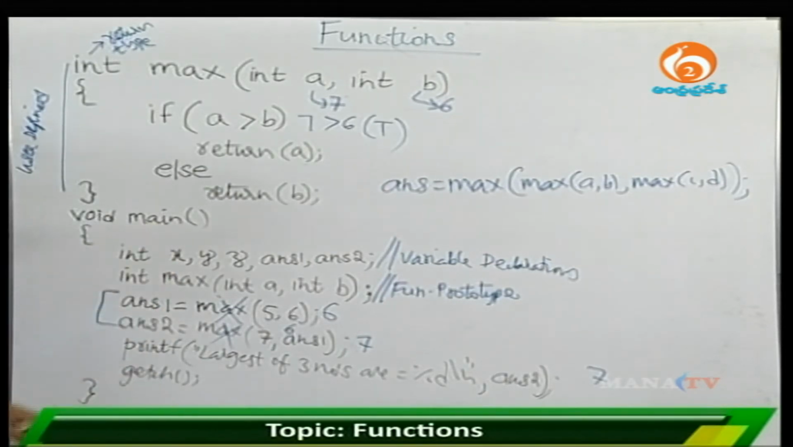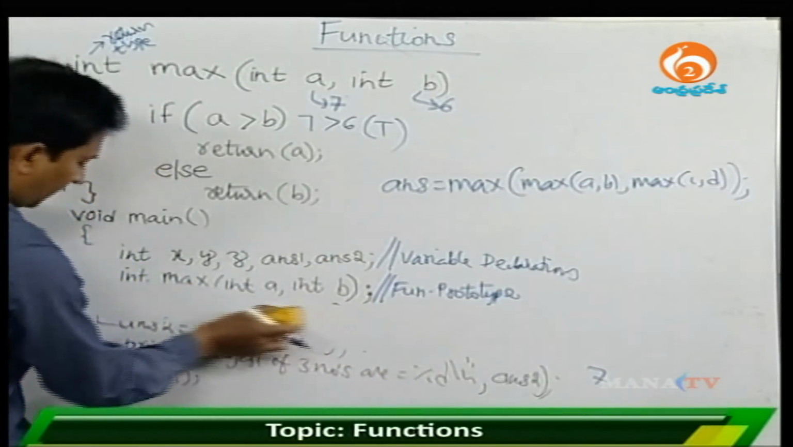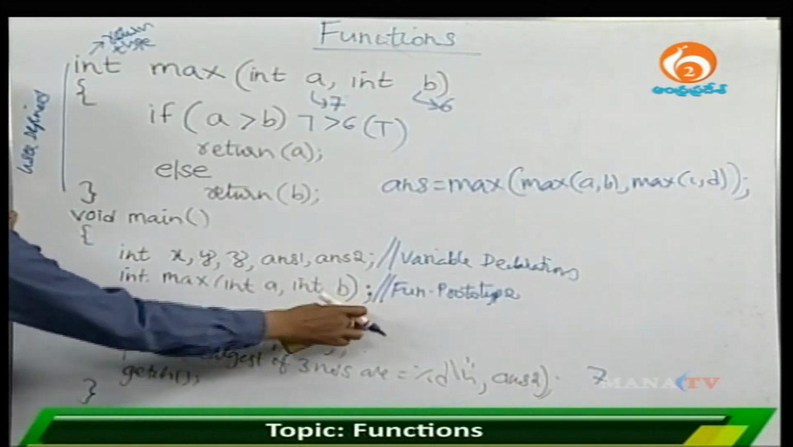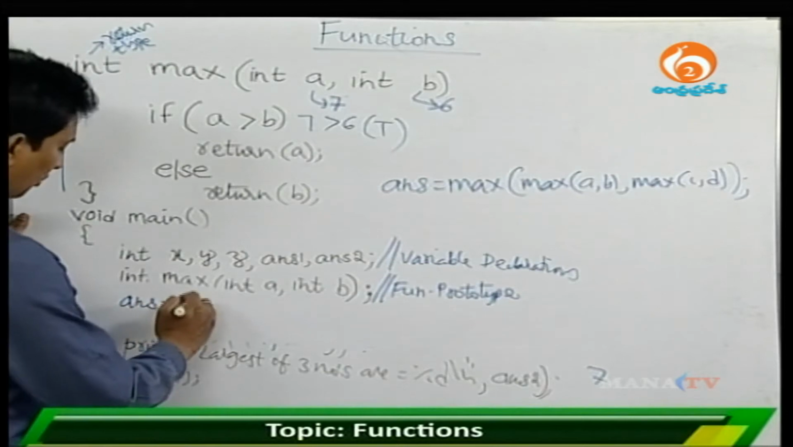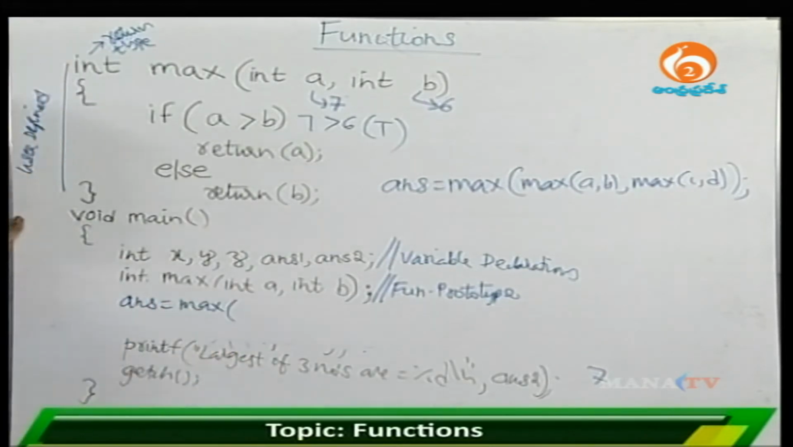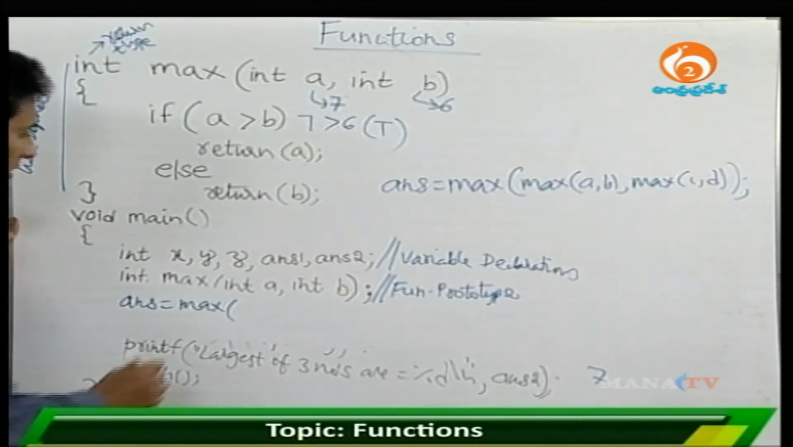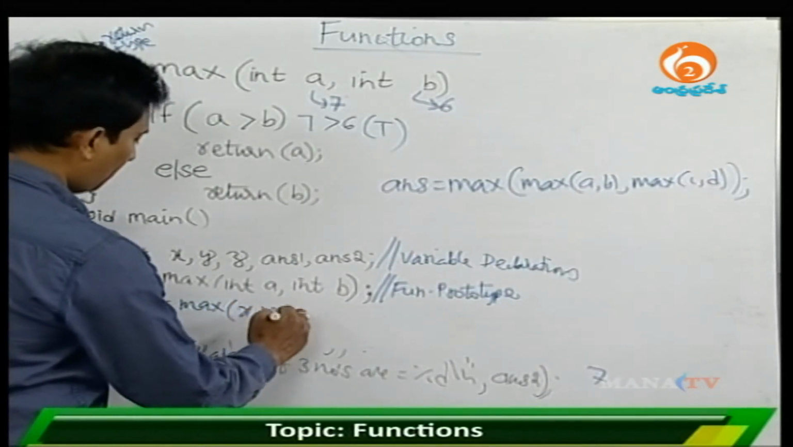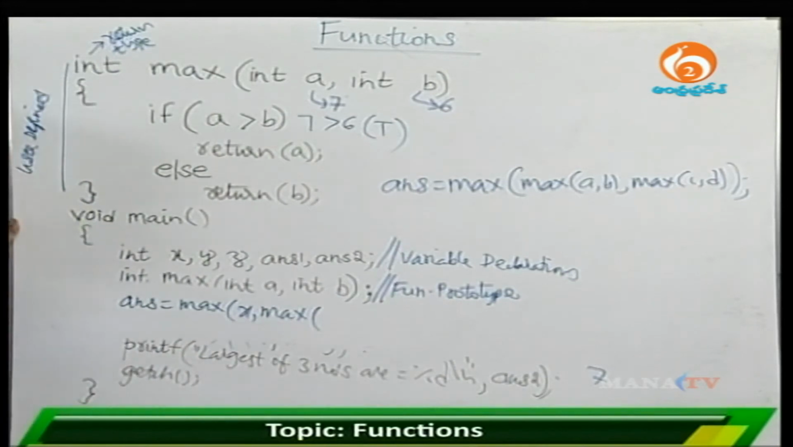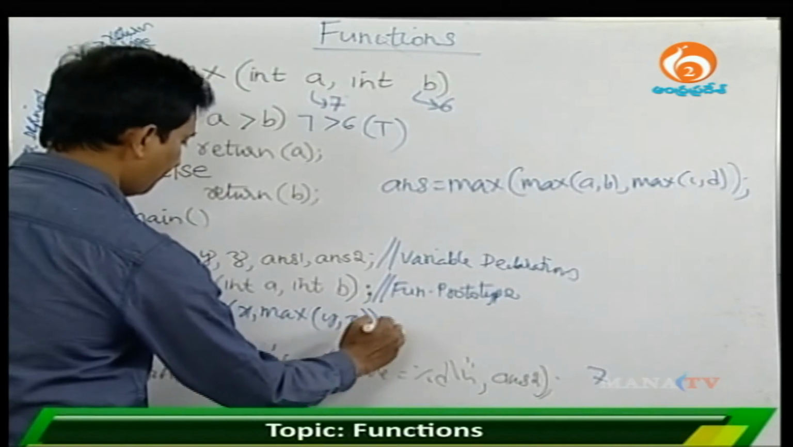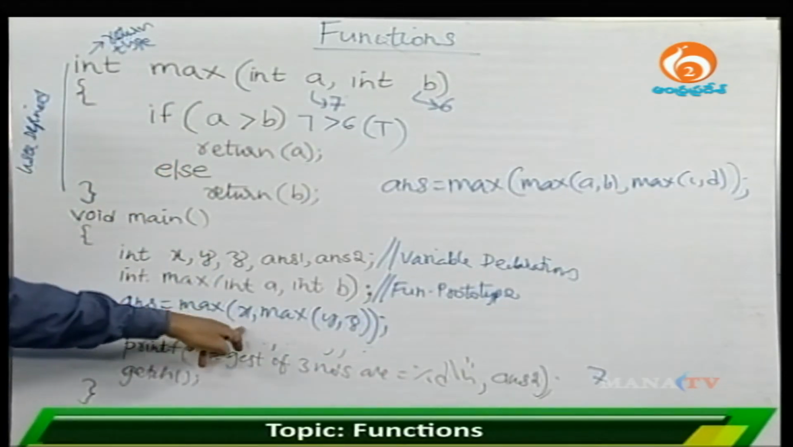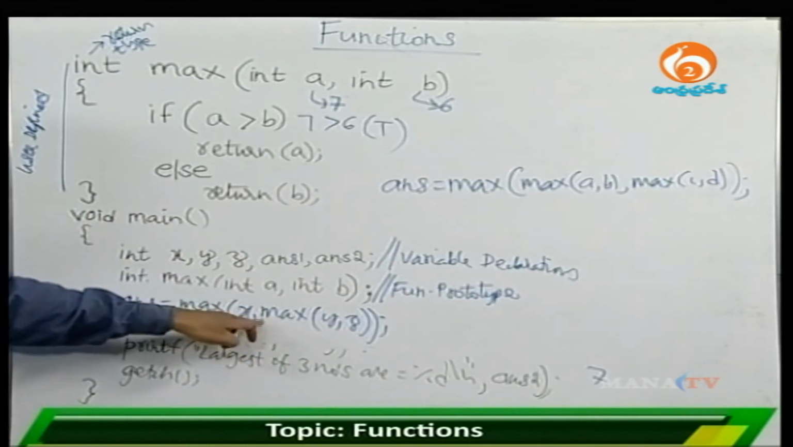Here, instead of writing these 2 statements, you can write it in a single statement also. How? Like this. It is simple: ans equal to max of x comma max of y comma z. This is for 3 numbers, to find out the largest of 3 numbers.